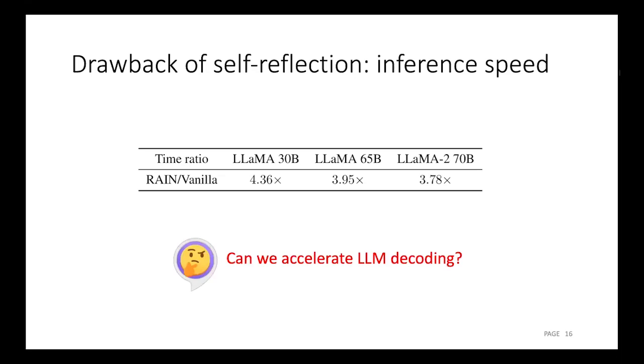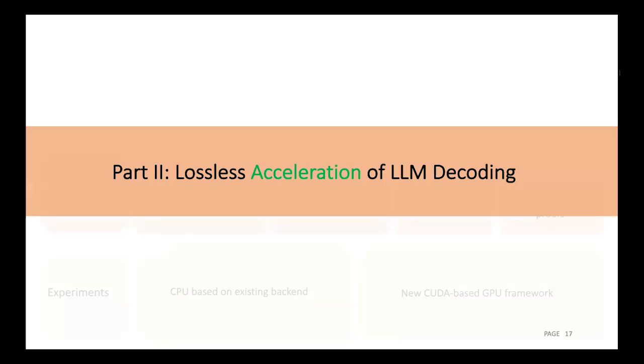So the next question we want to answer in this talk is: can we accelerate large language model decoding, make it even faster? Let's move on to the second part of the talk, about the lossless acceleration of large language model decoding. In this part, we start by trying to accelerate the vanilla auto-regressive inference. We will leave how to accelerate RING and how to accelerate AnyTool as future work. So let's firstly try to accelerate the vanilla large language model decoding.